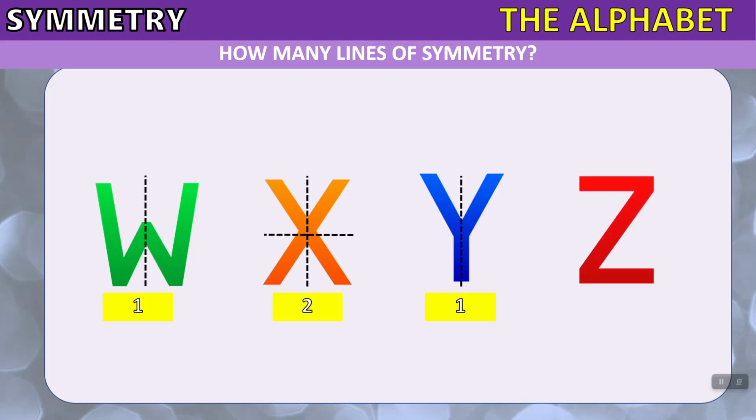And finally Z, if we try left to right, it doesn't look equal. We tried top to bottom, again, doesn't look equal, so Z has 0 lines of symmetry.